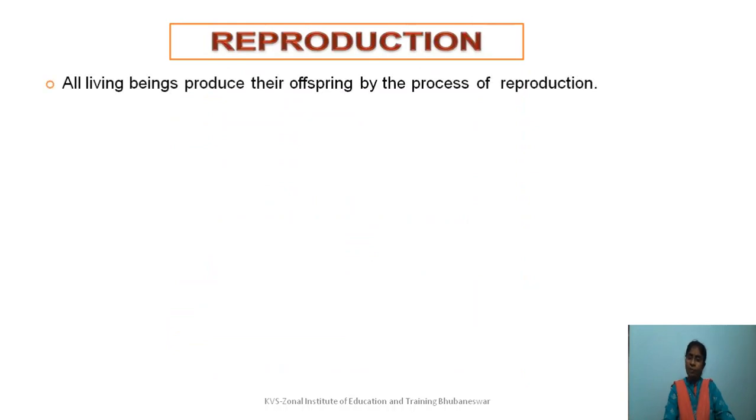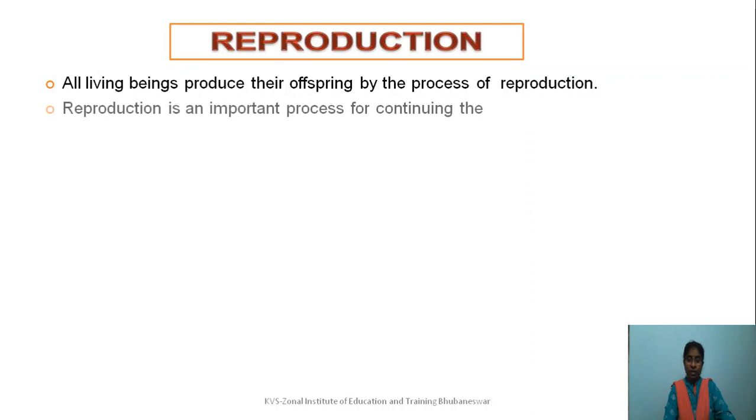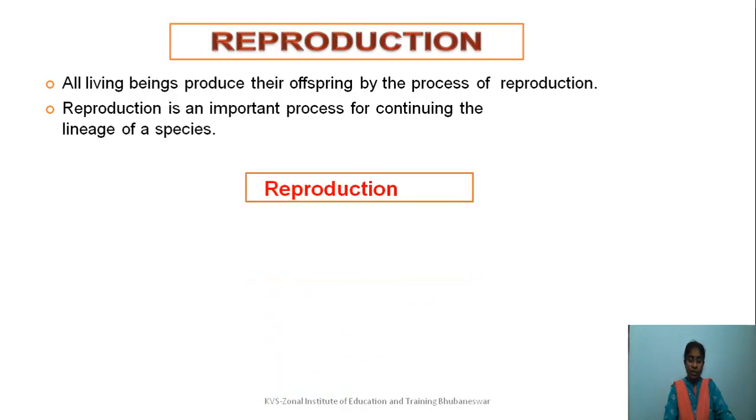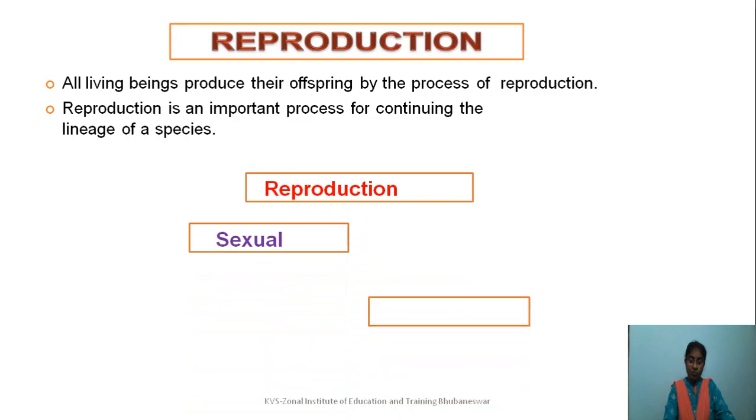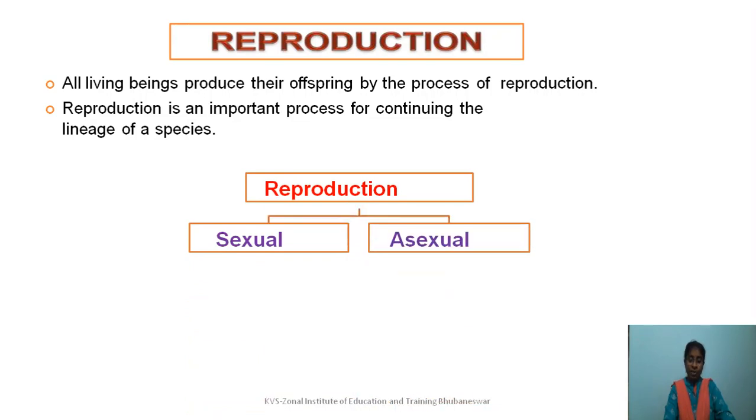Now next is reproduction. All living beings reproduce, or you can say produce, their offspring by the process of reproduction. It is an important process for the continuity of the lineage of species. Reproduction may be sexual reproduction or it may be asexual reproduction.